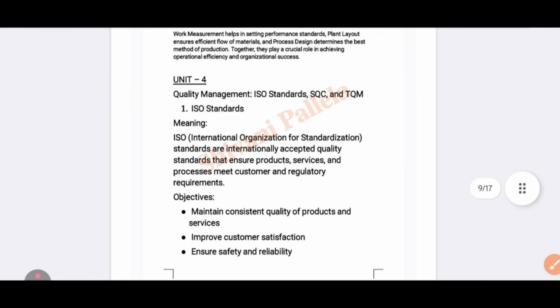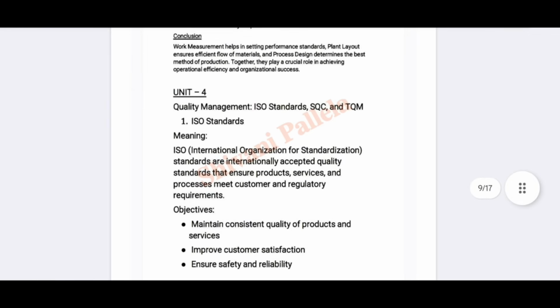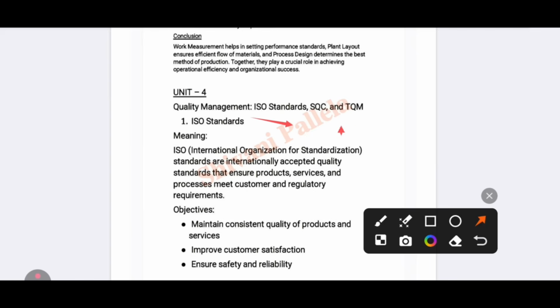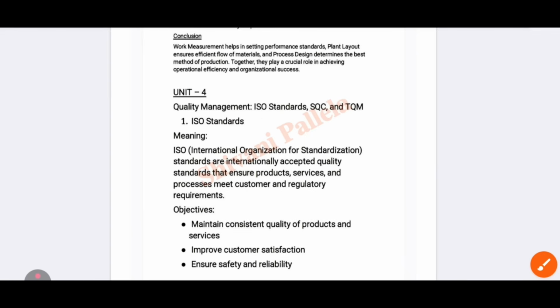In unit number 4, if you are perfect with the control charts like mean chart, range chart, and machine replacement concept, then there is no requirement to learn the theory answers. But if you are not okay with the problematic, then whatever theory I am saying right now: ISO standards, SQC, that is statistical quality control, and TQM. These are the three concepts which I have included in this unit.